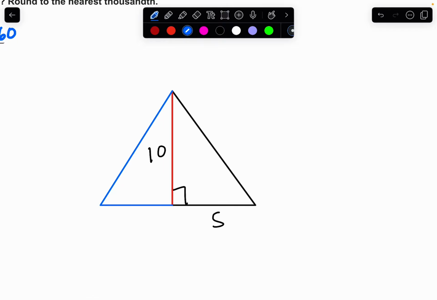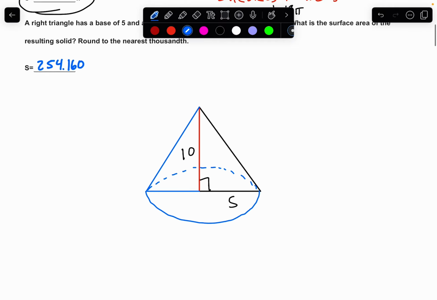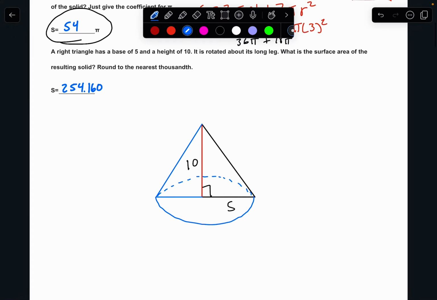That's pretty good. And then you spin, you connect the opposite vertices in a circular motion. It's spinning around that axis of rotation. And so what would this make? It would make a cone. And it wants the surface area of the cone.